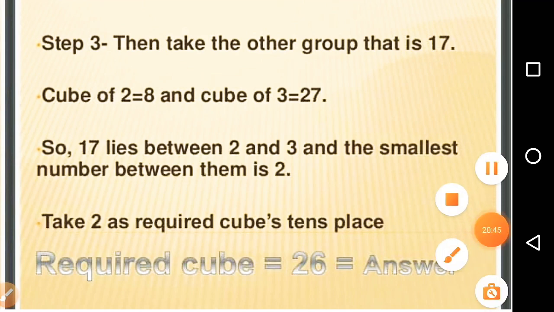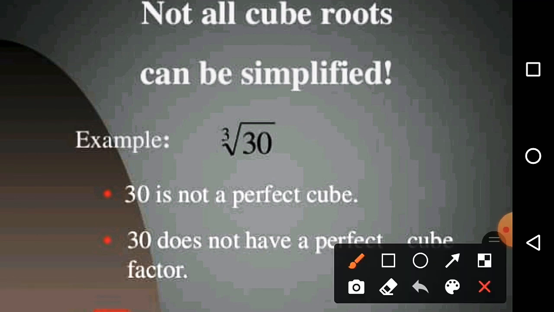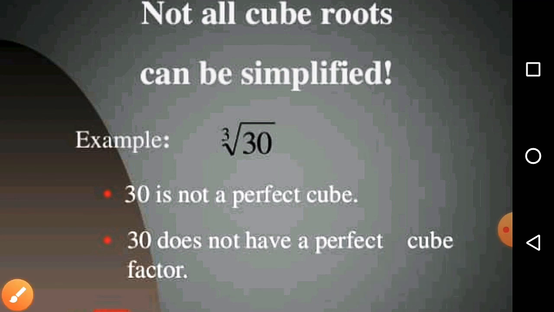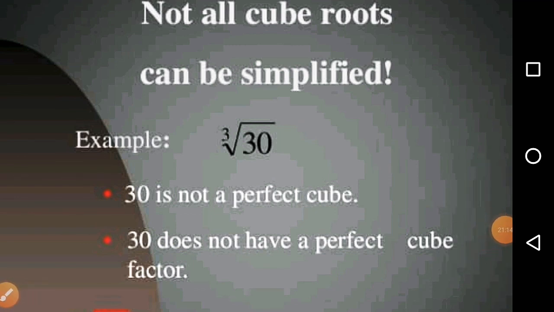Now moving ahead, not all cube roots can be simplified, because not all numbers are perfect cubes. For example, here the cube root of 30 is given. 30 is not a perfect cube. Whatever number you take, if you multiply it 3 times, you will never get 30. So it will not have factors in groups of 3 either. So this number is not a perfect cube.